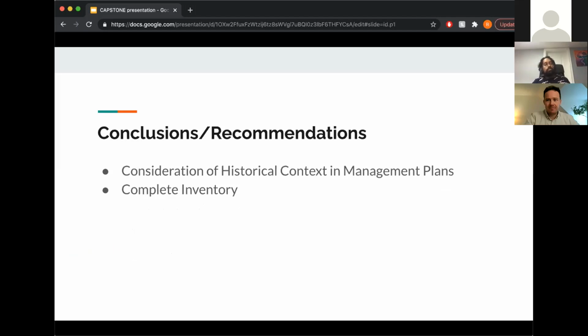So for conclusions and recommendations, I think there needs to be consideration of historical context in management plans, because it could help understand the current distribution of invasive species we have now, as well as instill the importance of careful consideration of past land use changes, because they can have strong consequences on forest health and composition over time.